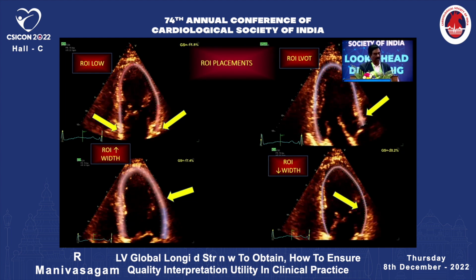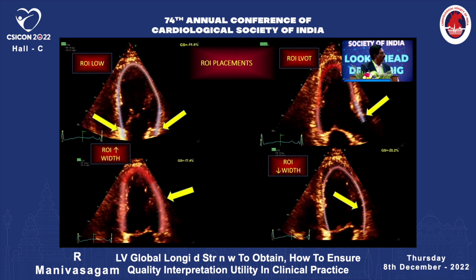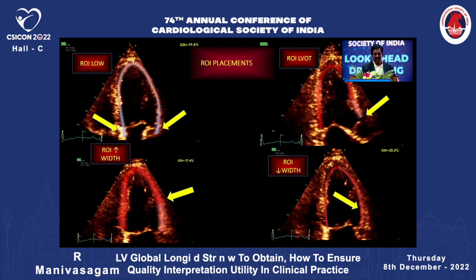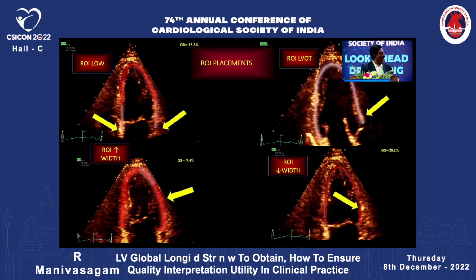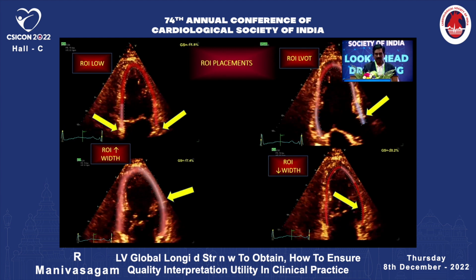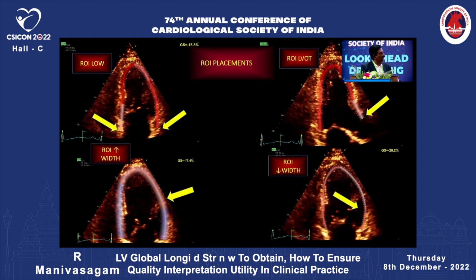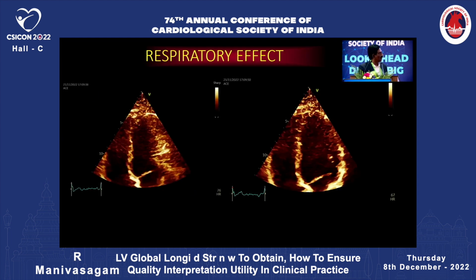Again, if the ROI width is too wide, it will incorporate the pericardium so that it will give you underestimated GLS values. And if you focus only on the endocardial border, you will get falsely high GLS values. These are all the practical problems you should overcome while doing AFI imaging.